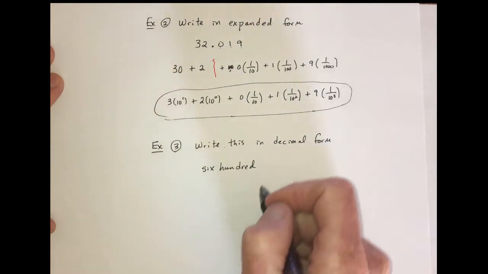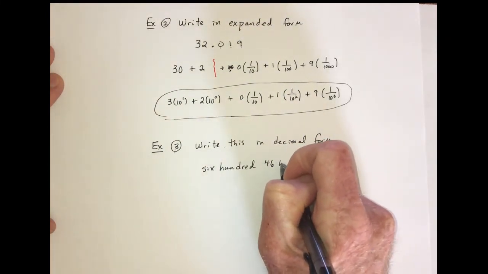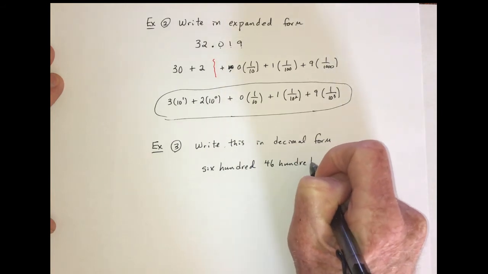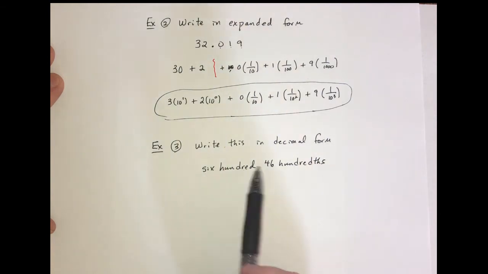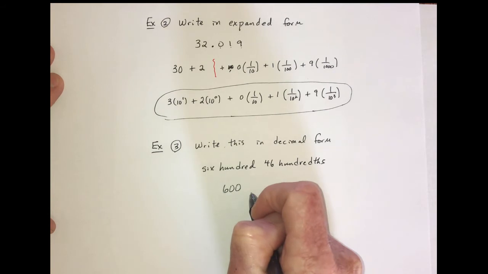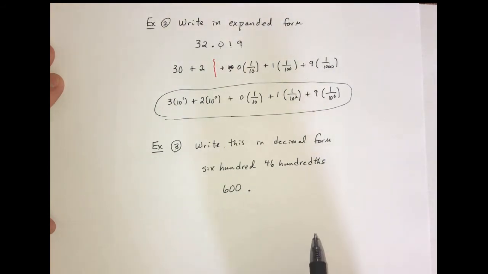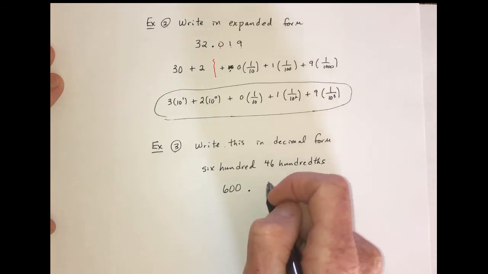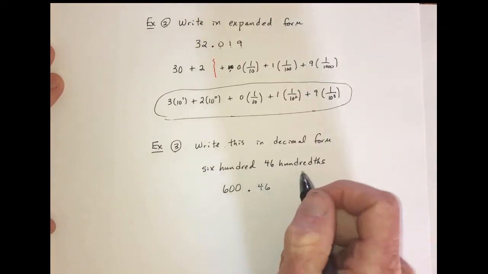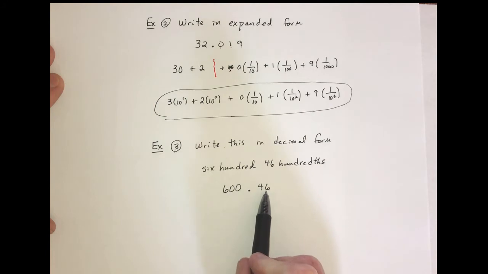So the words are going to be 600 and 46 hundredths. So 600 means we're talking about whole numbers. Hundredths means we're talking about a decimal. So 600 is the whole number part. And then for the decimal part, 46 hundredths. So when you have 46 hundredths, you can write it like this, 46, and because the 6 lands in the hundredths place, that whole thing can be read as 46 hundredths.